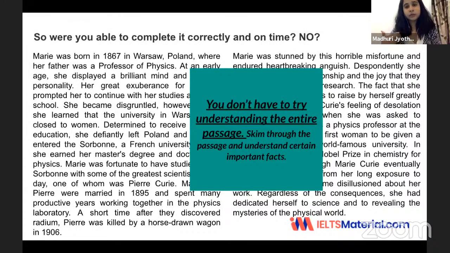A lot of you might waste time reading the whole passage and not get enough time to solve the questions, right? So the best way is to skim read. Skim reading means you have to read fast. It's a technique where you breeze through the passage really fast to understand the main idea of the passage.